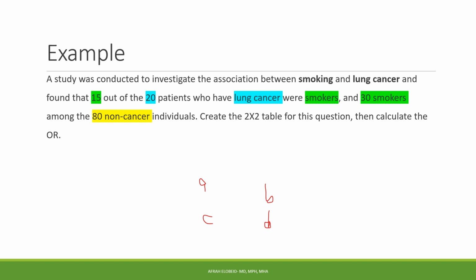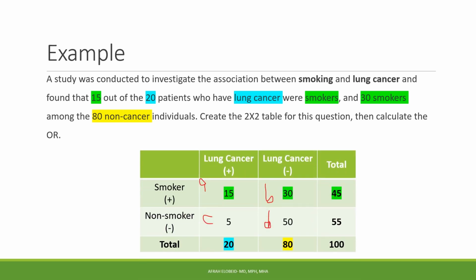Here I said create a 2 by 2 table for this question, then calculate the odd ratio. Honestly, in any exam question, they will not ask you to create a 2 by 2 table, but eventually you need to create the table in order to get the answer. So I just put it here to remind you that in such a question, you need the 2 by 2 table. And here we go.